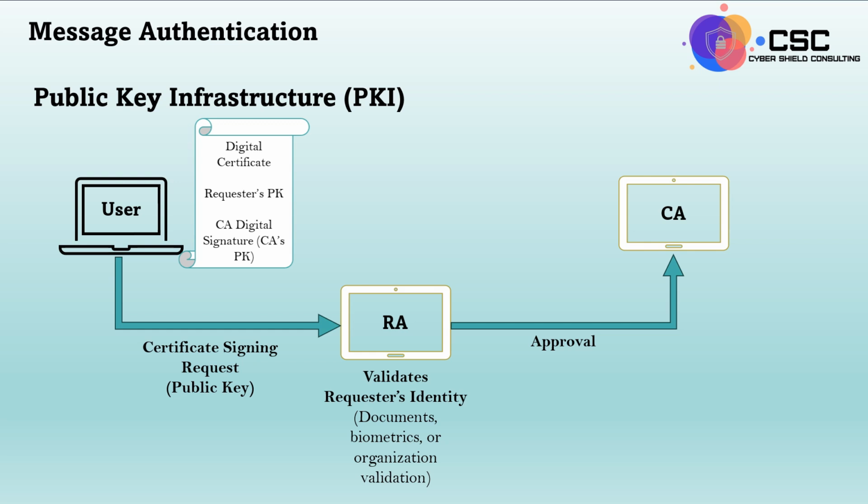Key takeaways. The registration authority, the RA, role is identity verification. It does not issue certificates. The certificate authority issues and delivers the digital certificate to the user.